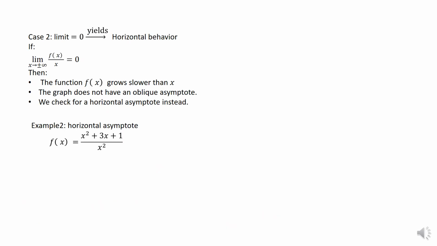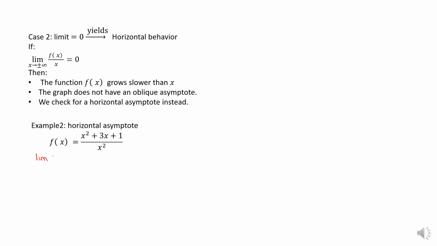Case 2, when the limit is 0. When the limit of f of x over x as x tends to plus or minus infinity is 0, then this means that f of x grows slower than x. The graph will not have an oblique asymptote, but it will admit a horizontal asymptote. Let's see this example. Let's find the limit of f of x over x.